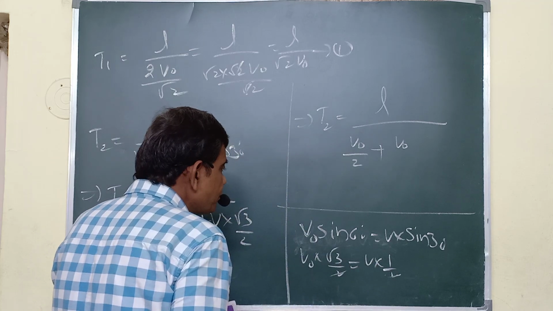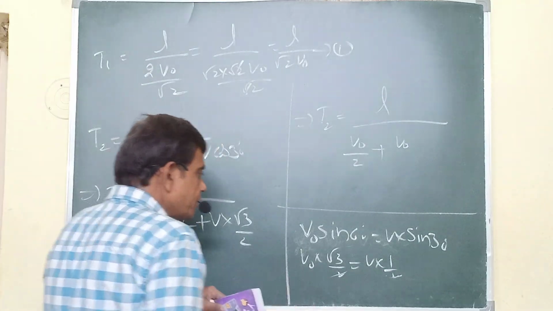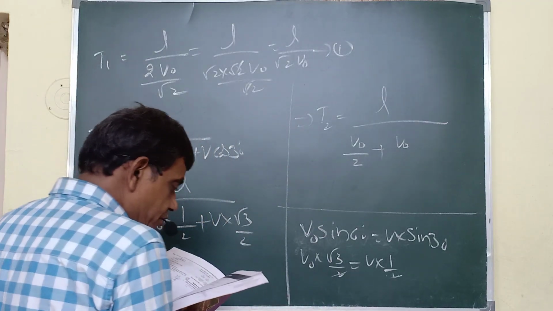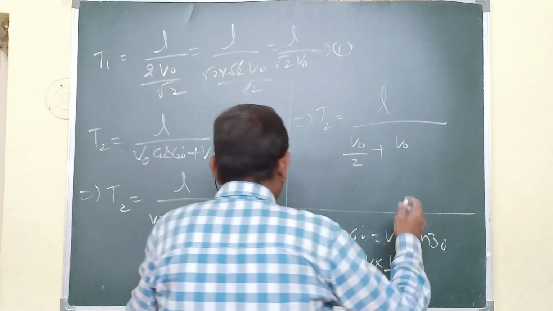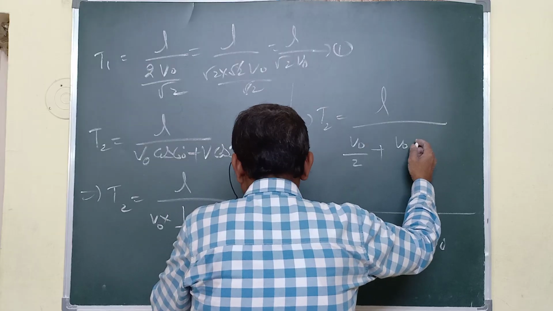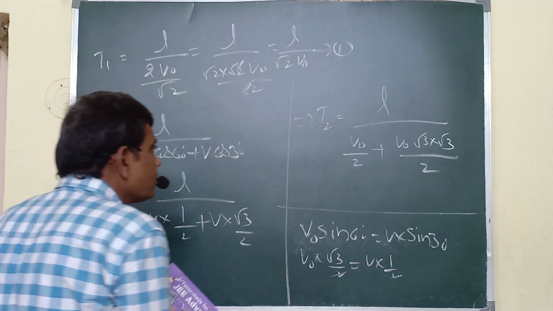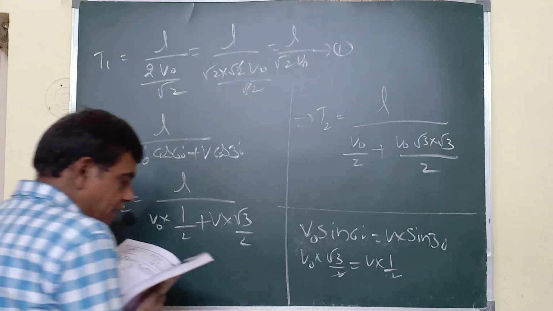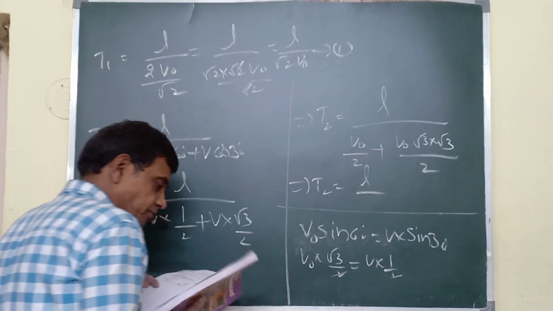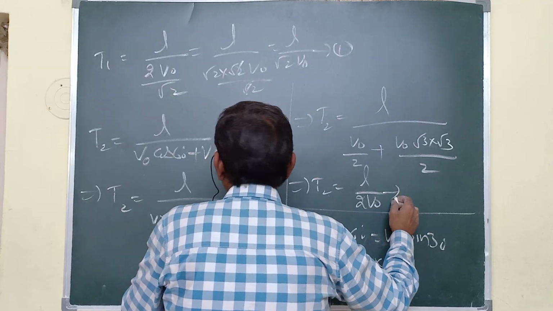So here V equals what we are adding? V naught root 3. So root 3 into root 3 gives 3 again. So 3 V naught by 2. V equals V naught root 3, so V naught root 3 into root 3 by 2. So after doing mathematics, we are getting T2 equals L by 2 V naught. This is my equation number 2.